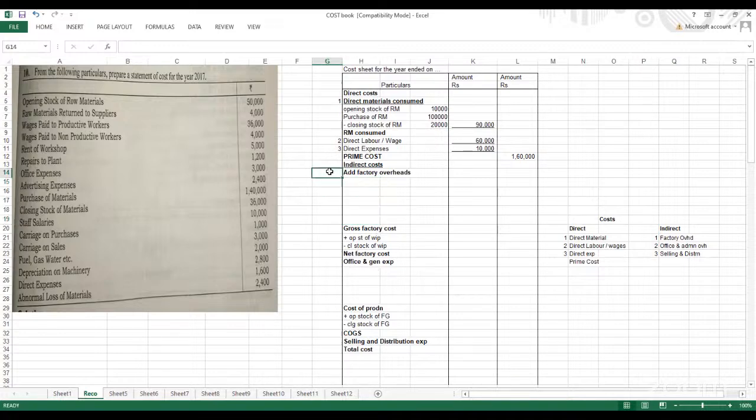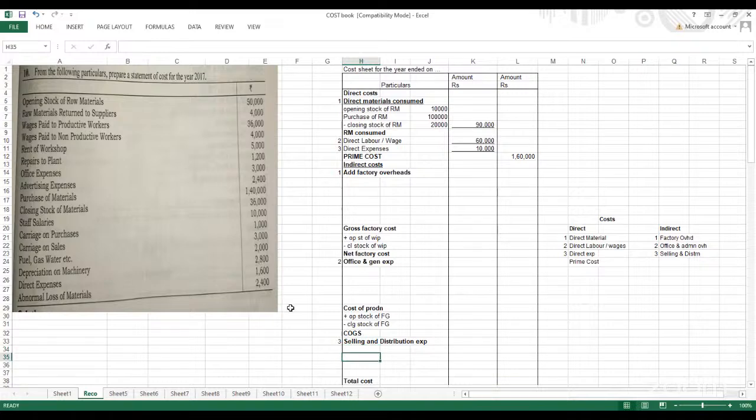Then I'll put 1, 2, 3 again here. So this is one, factory overhead. Second overhead is office and admin expenses, like office staff salary, printing, stationery, telephone expenses. All office expenses will come under this head. Clear? Then we have the third head, selling and distribution. Under this we will cover selling expenses like advertisement, salesman salary. Such expenses will come under this head.